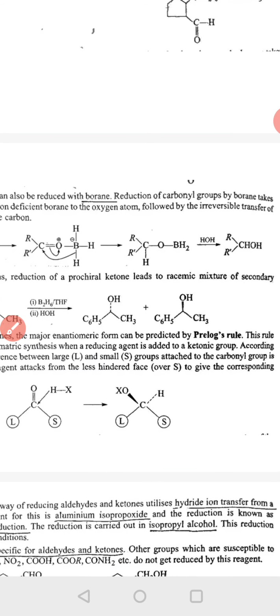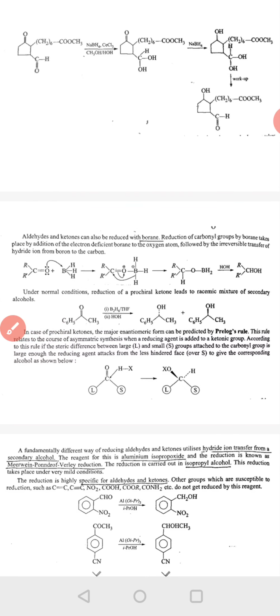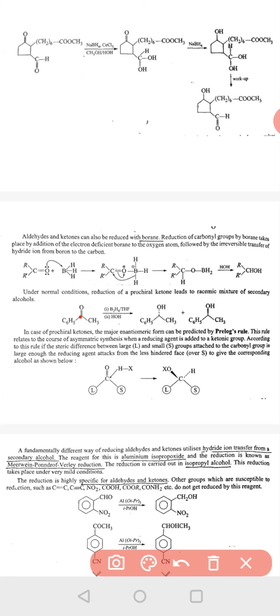This is the example for this reaction. This is a pro-chiral carbon which has 3 different groups. 2 of the valencies are attached to oxygen, and after reduction it is going to convert into a chiral carbon. So the secondary alcohol that we get after the reduction is a racemic mixture. In case of pro-chiral ketone, the major enantiomeric form can be predicted by Prelog's rule.